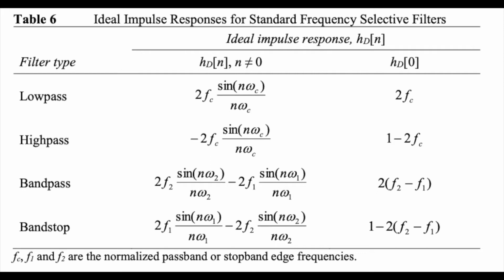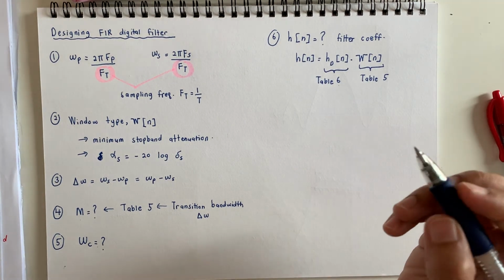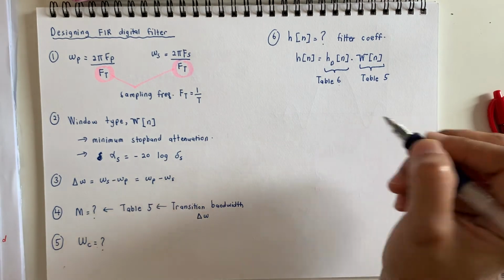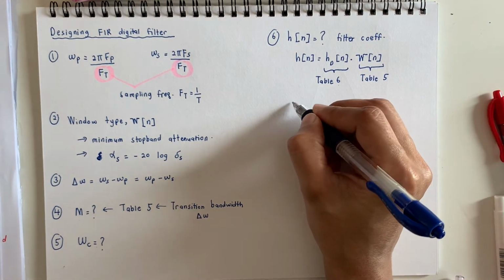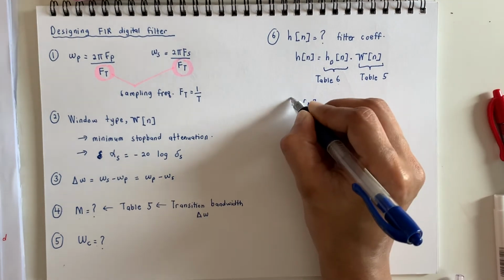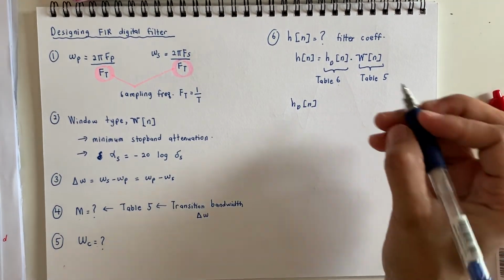One HDN value is for when n not equal to 0. Another column is when n equal to 0. Make sure during the exam, you include the equations. Let's say you need to design a low pass filter. Then you refer to the low pass filter row in table number 6.